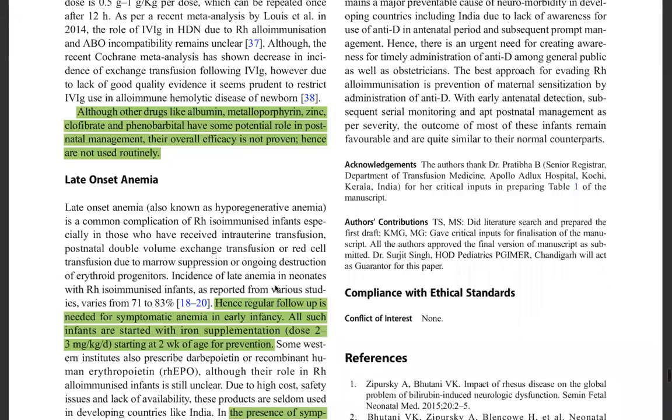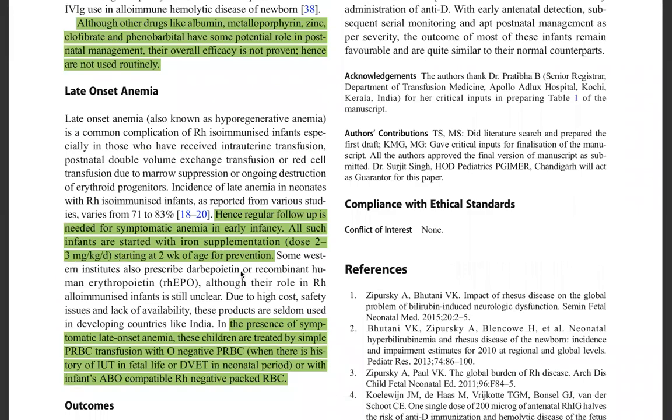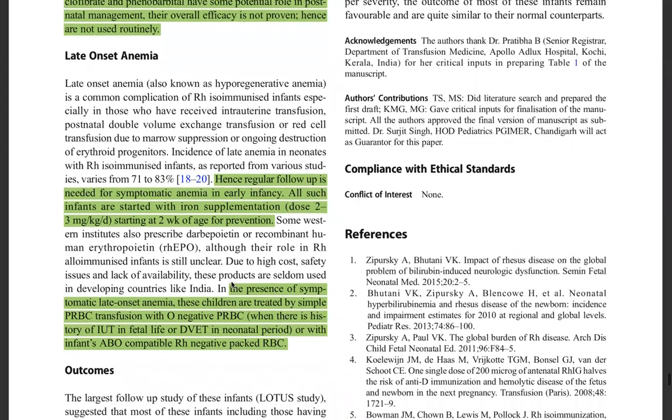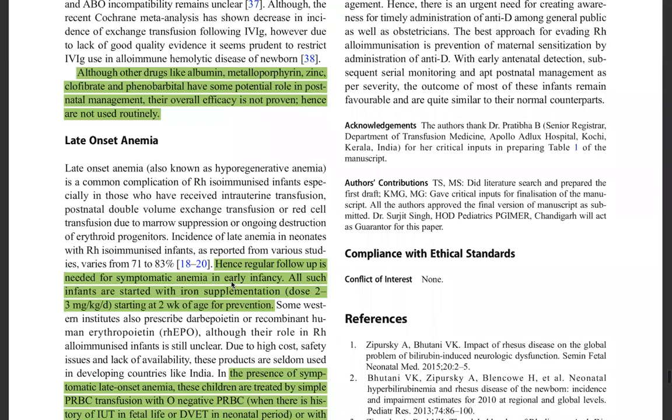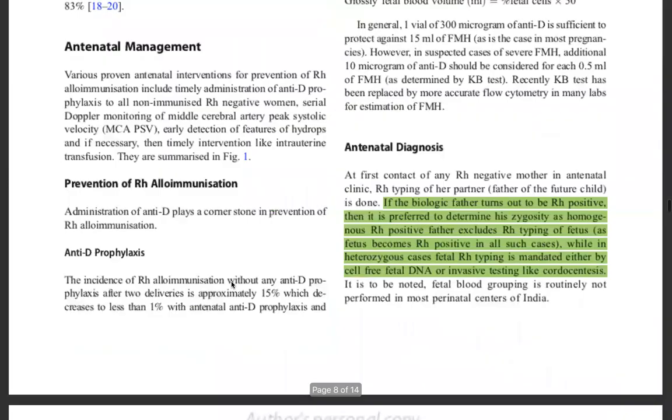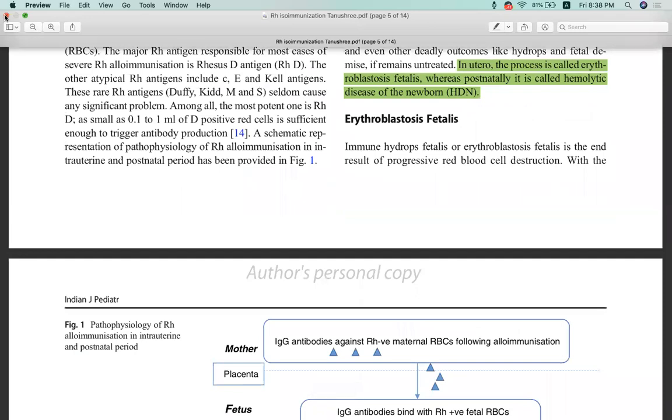So late onset anemia is usually very high. Around 71 to 83% will require transfusion during their follow-up. So very important, after you do a DVT in an Rh isoimmunized baby, it's very important to have good follow-up. Okay, so this is your Rh isoimmunization. Any doubts or anything else you wanted to know, you can just text me.